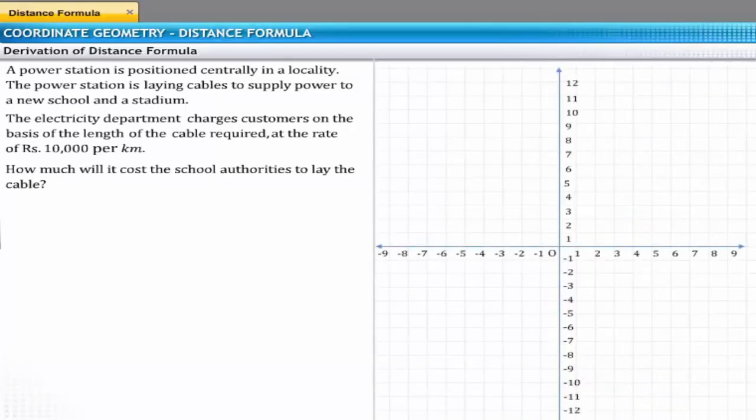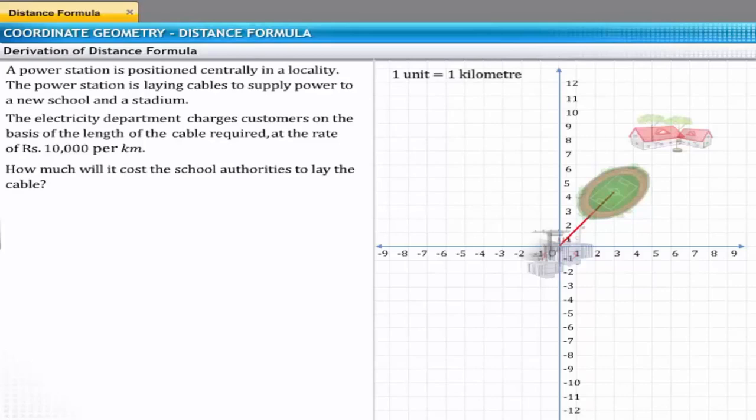Let us refer to the graphical map that shows the power station, the school and the stadium. Since the cable has already been laid from the power station to the stadium, the power station will lay the cable from the stadium to the school. To calculate the length of the cable, we will calculate the distance between the stadium and the school. In the graph, the coordinate of the stadium is (3, 4) and the coordinate of the school is (6, 8). According to the given data, the cable costs 10,000 rupees per kilometer.